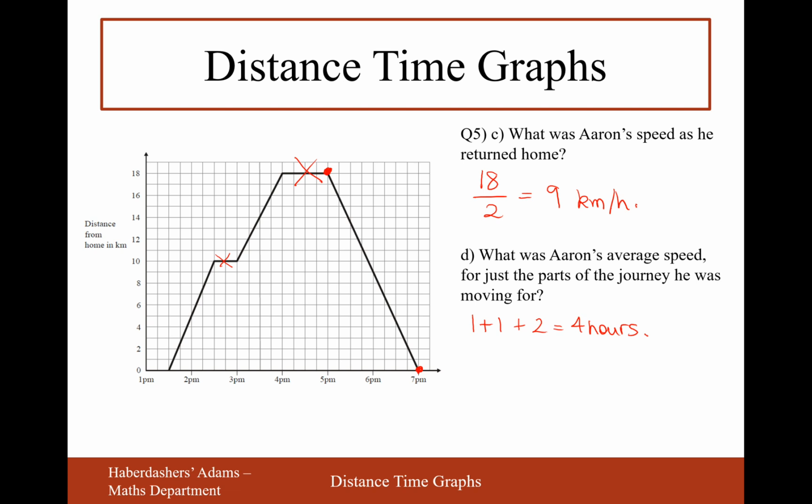And how far has Aaron travelled in this time? Well, he's travelled 18 kilometres away from home, then 18 kilometres back home, so that would be 36 kilometres travelled over 4 hours that he was actually moving for, so that would be 9 kilometres per hour.